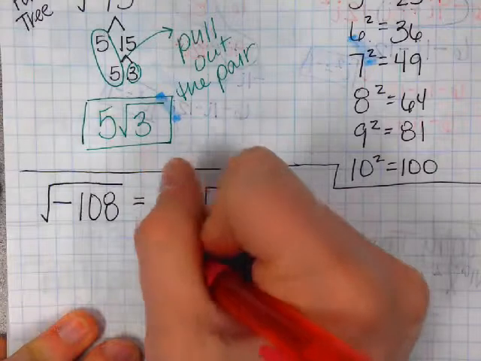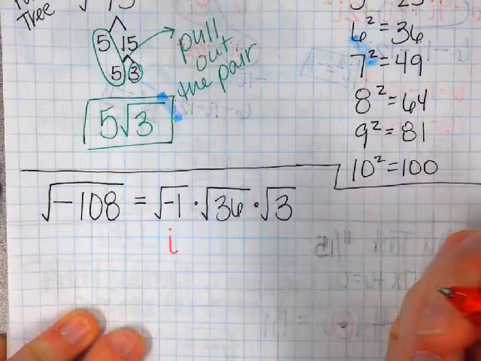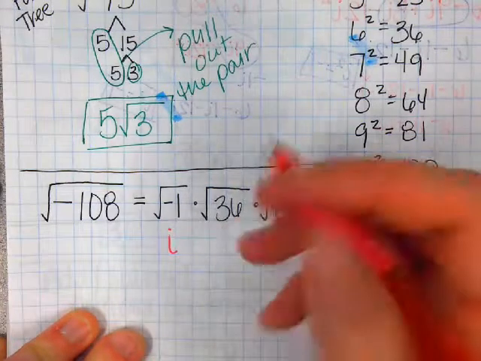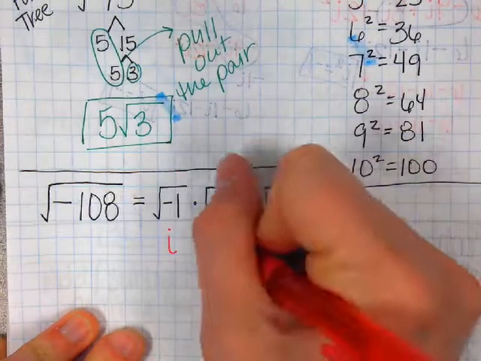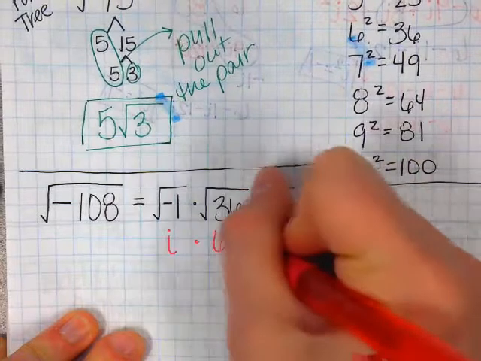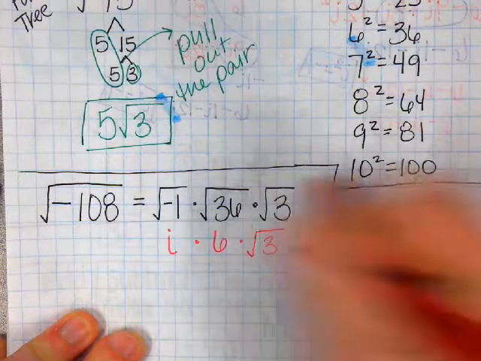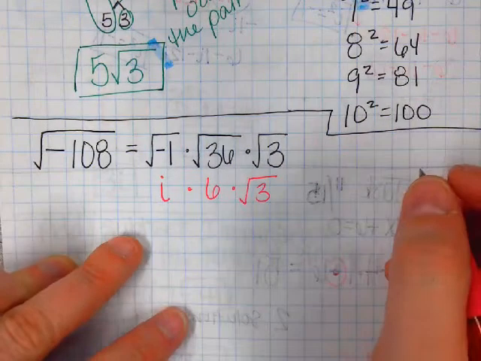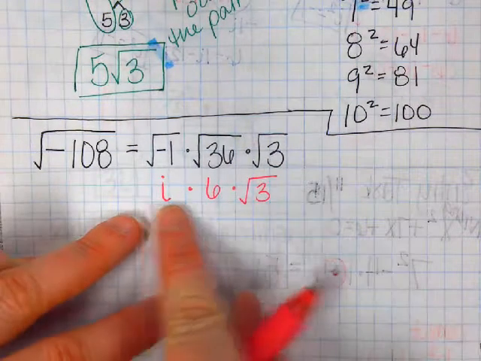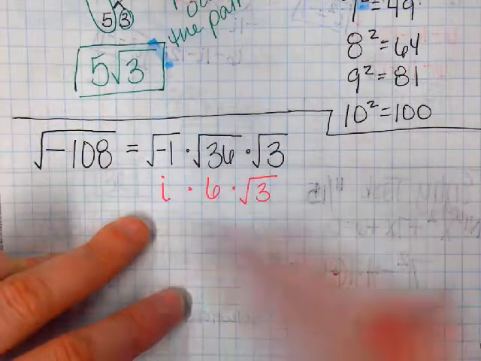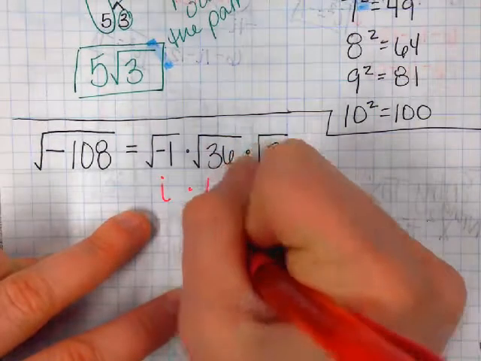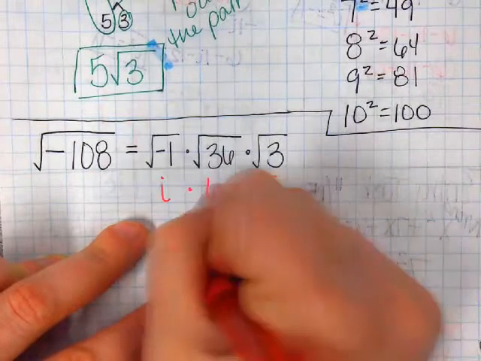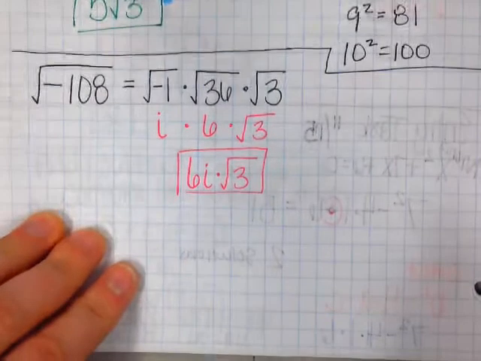Okay, now we know that the square root of negative 1 is i, because that's the rule we learned yesterday. Square root of any negative number becomes an imaginary number. And then the square root of 36 is 6. And the square root of 3 doesn't reduce, so that's what it stays as. It doesn't reduce or simplify any more than that. Remember, when we rewrite this, we always want to write the number in front of the i. So it'd be 6i times the square root of 3. And that is my final answer.